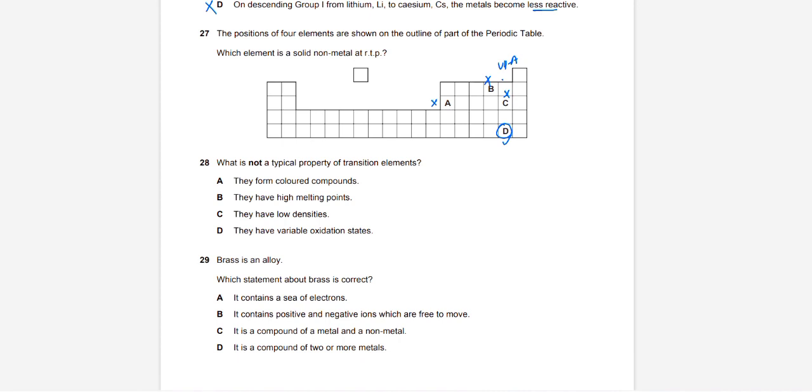What is not a typical property of transition elements? They form colored compounds, it's okay. They have high melting points, it's okay. They have low density, no. They have high densities. They have variable oxidation states, it's okay. These properties are there, but the question is asking which is not a typical property. So this is not a typical property, that's why this is the answer.